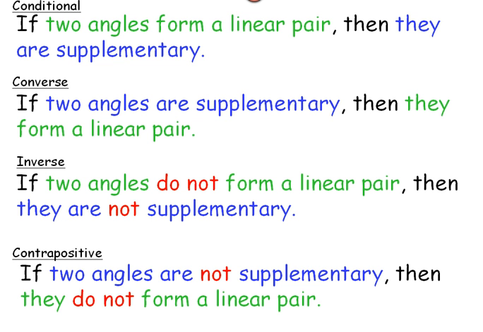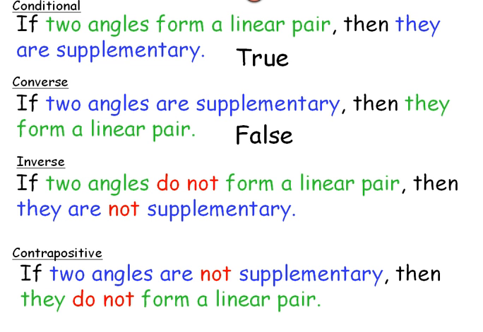Now we can assign truth values to all four statements. They may be true, they may be false. Let's look at the first one. That is a true statement. If two angles form a linear pair, then they are supplementary. That's true. But the converse is false. If two angles are supplementary, then they form a linear pair.